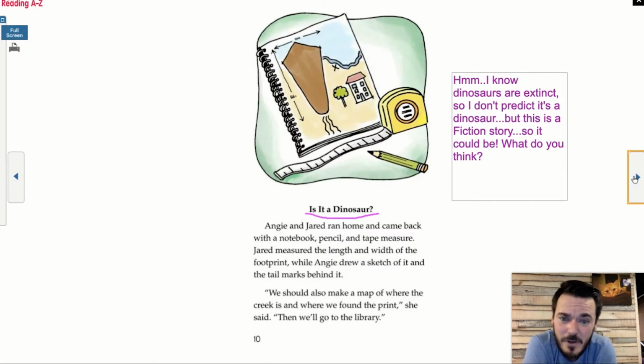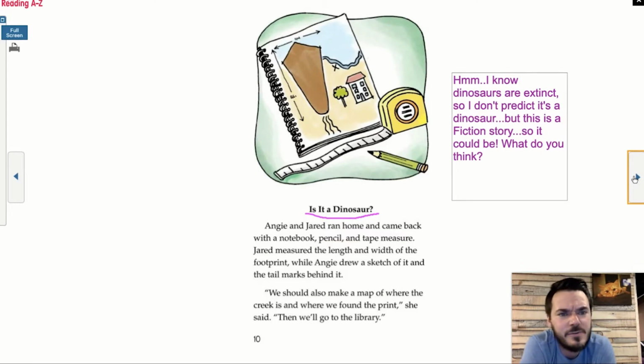Is it a dinosaur? Angie and Jared ran home and came back with a notebook, pencil, and tape measure. Jared measured the length and width of the footprint, while Angie drew a sketch of it and the tail marks behind it. "We should also make a map of where the creek is and where we found the print," she said. "Then we'll go to the library."